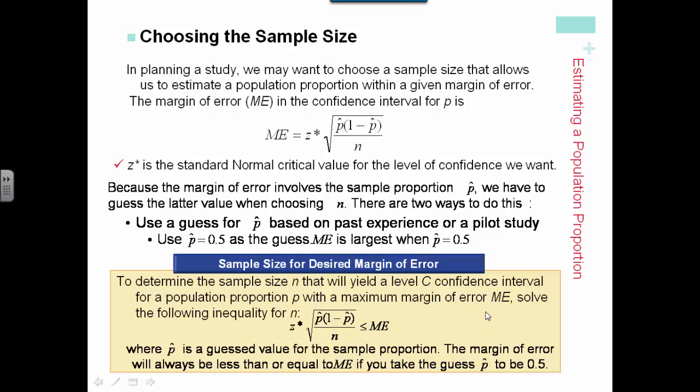To determine the sample size n that will yield a level C confidence interval for a population proportion with maximum margin of error, solve the following inequality for n: z star times the standard deviation formula is less than or equal to the margin of error, where p hat is a guessed value for the sample proportion. The margin of error will always be less than or equal to the margin of error you get if you take the guess p hat to be 0.5.